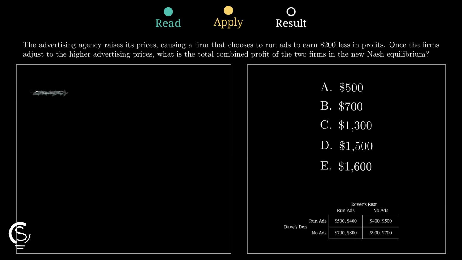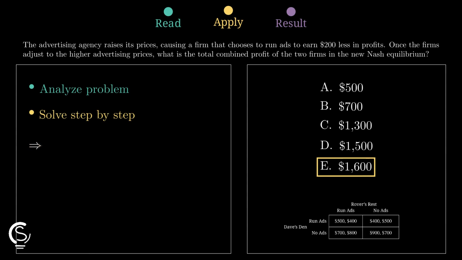Next, we identify the new Nash equilibrium by checking each firm's best response to their competitor. Both firms still find that not advertising yields the highest possible profit for the group. Finally, we sum the individual profits of $800 each. This gives a total profit of $1,600, making option E correct.